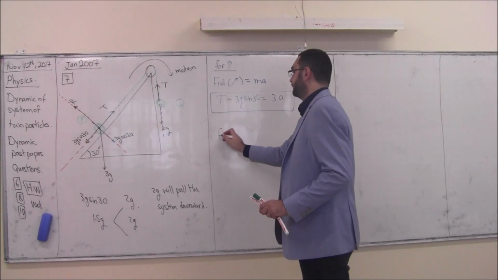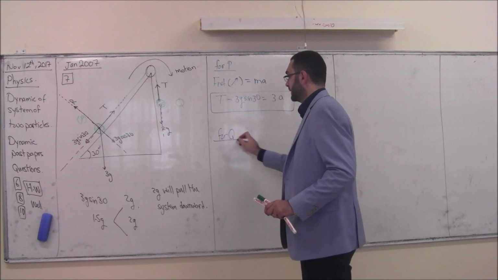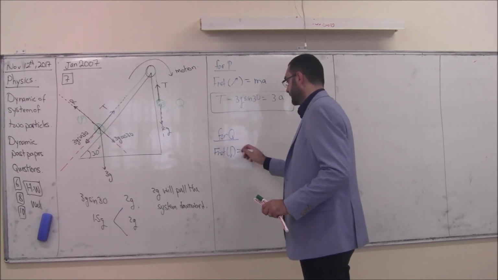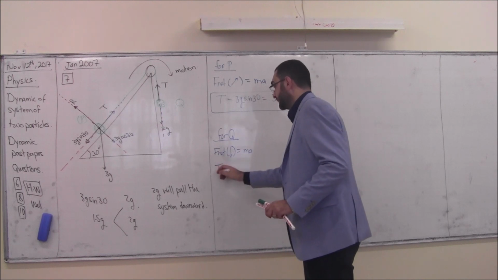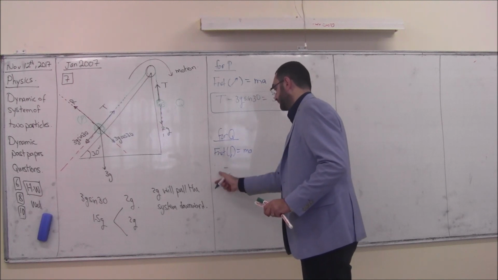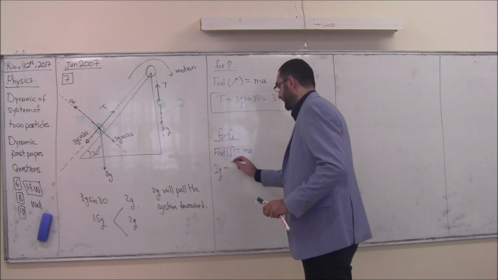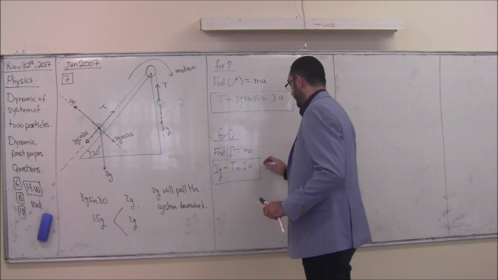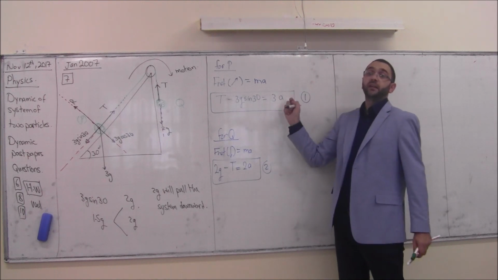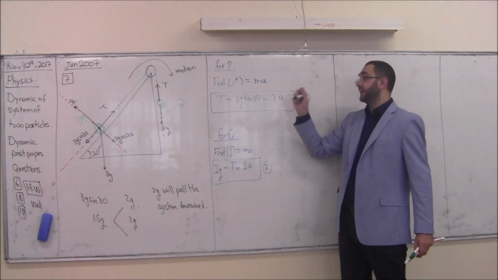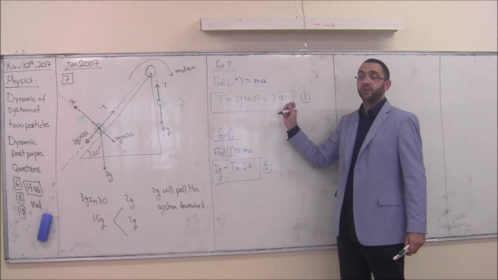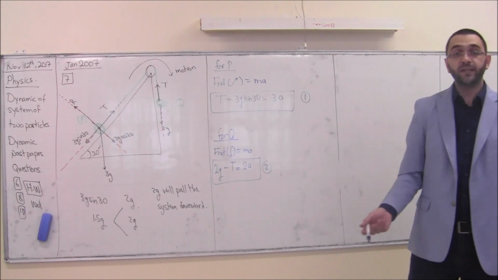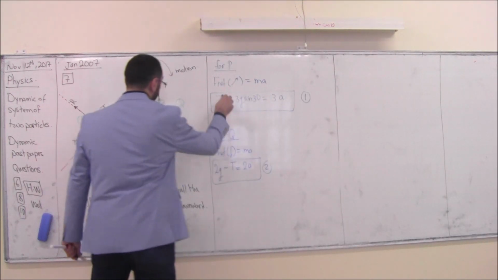For Q, F net down equals MA. So 2G minus T equals 2A. This is equation number 2. Listen again, guys. This is the equation of motion for particle P. This is the equation of motion for particle Q. As usual, we have to add them simultaneously.